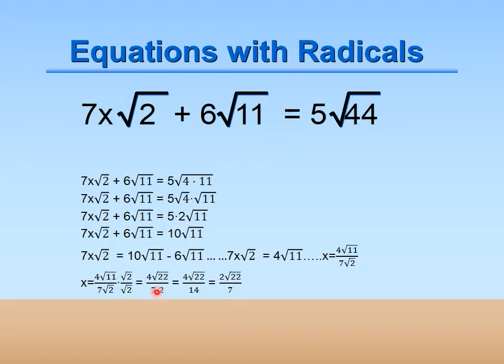Well, the square root of 2 times the square root of 2 is just 2. So now we've got 7 times 2, and 7 times 2 is 14. So now I've got 4 square root of 22 over 14, which simplifies to 2 over 7. So I've got 2 square root of 22 over 7 as my final answer.